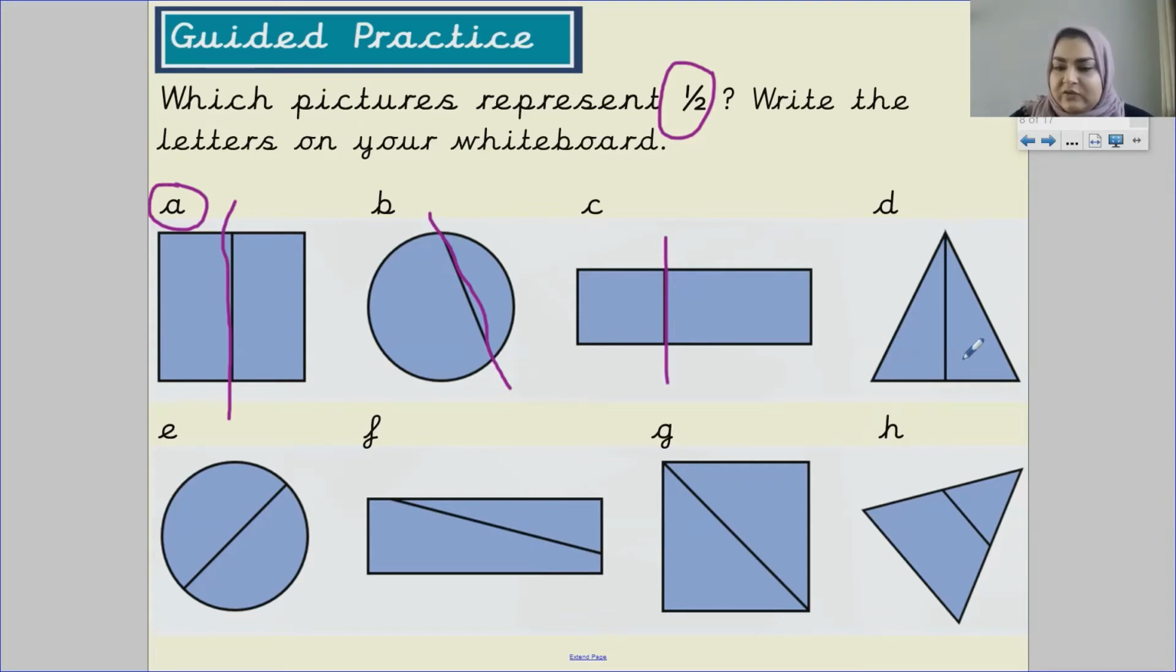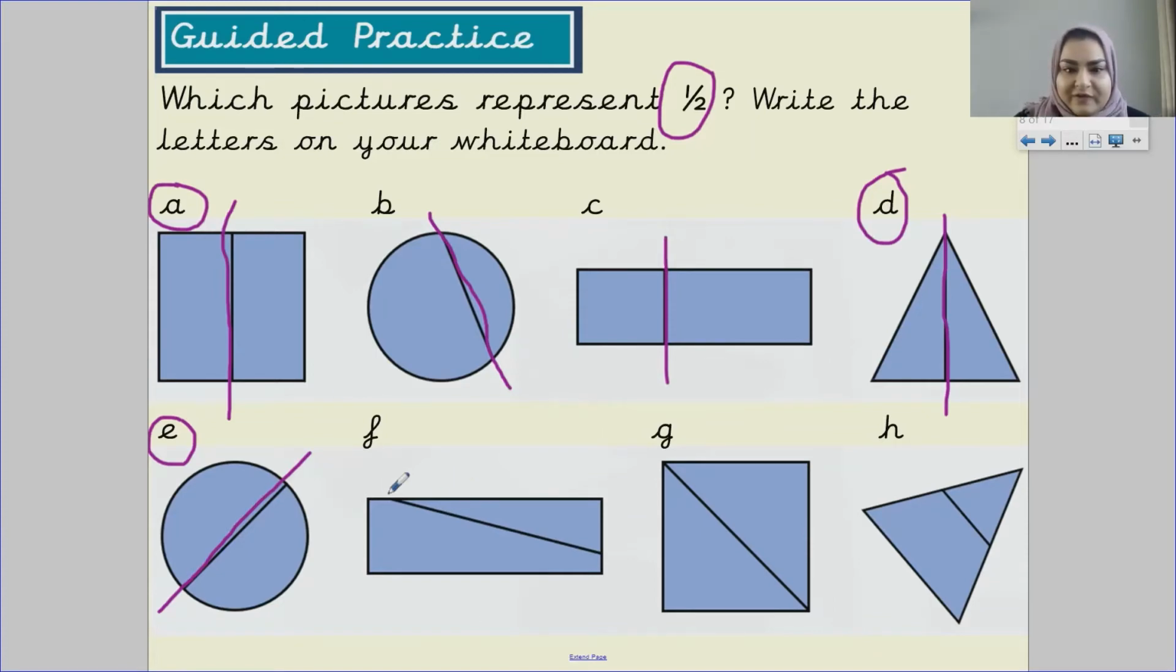If you look at my triangle for shape number D, there is a line right down the middle. And when I look at each part on either side of the line, they are equal. So that is representing a half. If I look at this circle here and look at the line down the middle, the parts on either side of the line are equal because they're the same size. That's the same size as that. That means E is representing a half as well. Because remember, half means equal and equal means same. So it has to be the same.